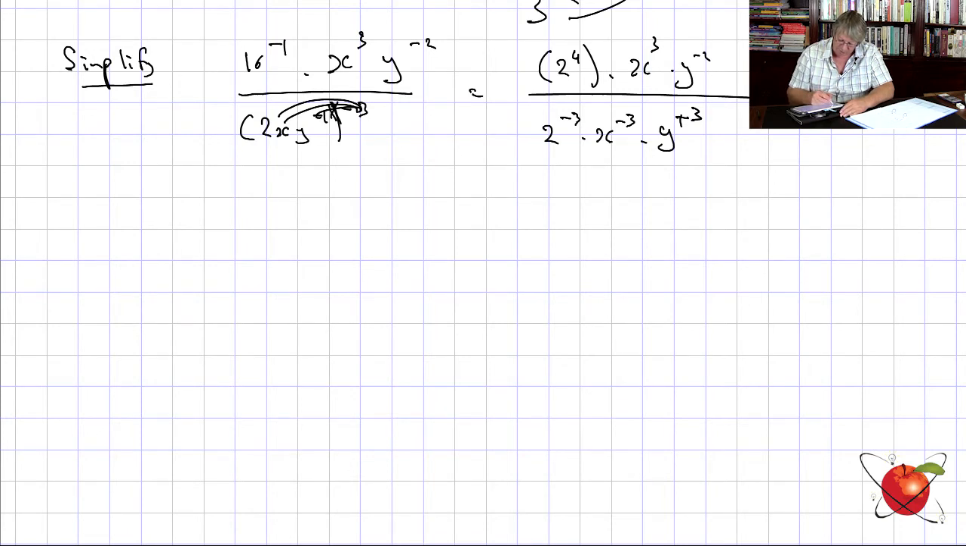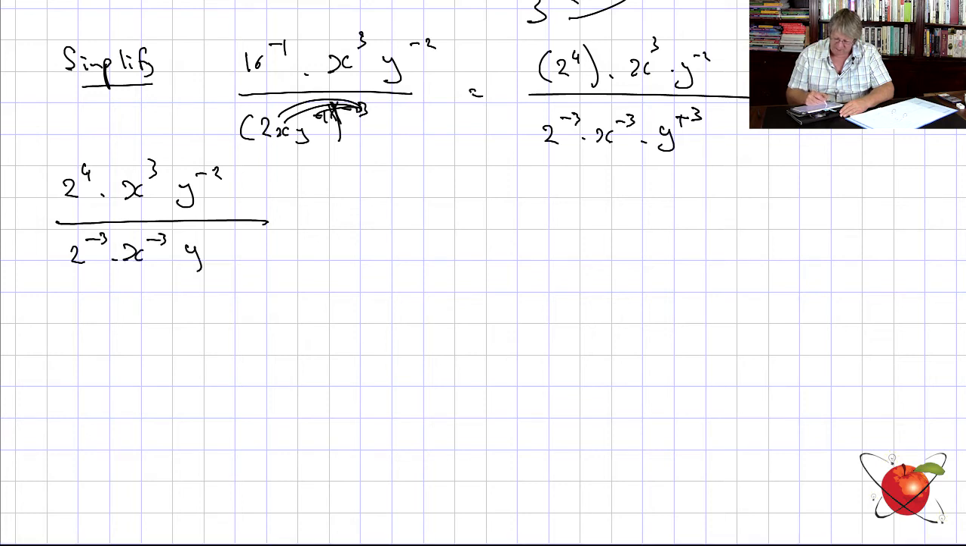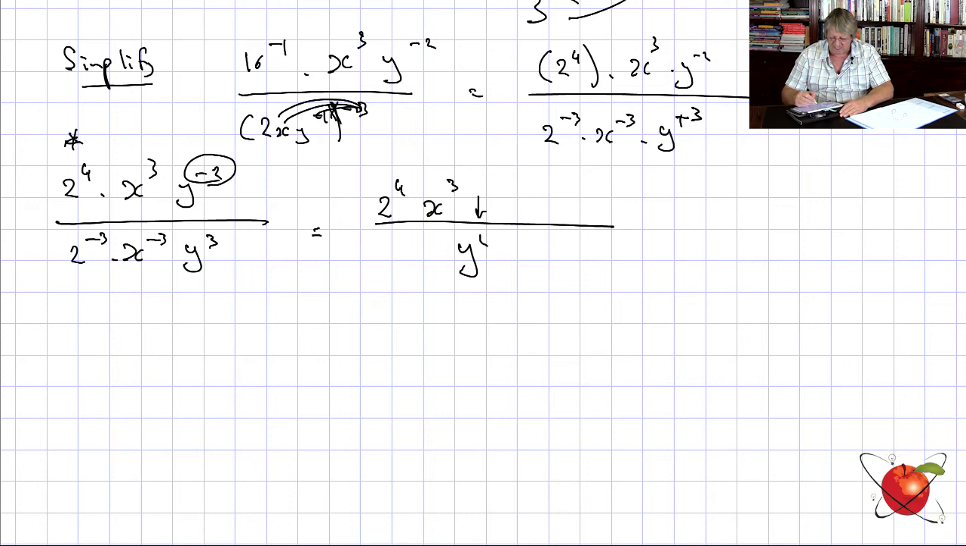So that becomes 2 to the power of 4, x cubed, y to the minus 2, 2 to the minus 3, x to the minus 3, y to the 3. Okay? Now what we said next, we make all negatives positive. So draw a line. Start here, guys, at the top there. That stays on the top of the table. It's positive. X cubed stays. Y squared goes down because it's a minus 2, so it must go under and become squared. All right? Then we finish there.